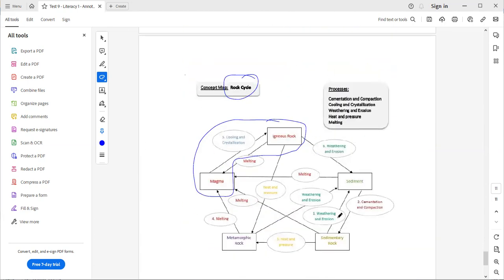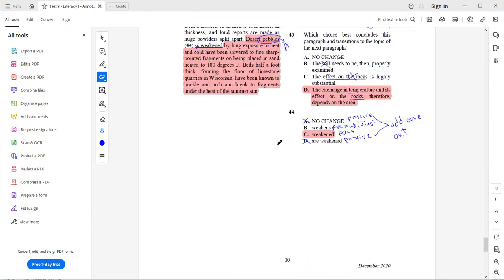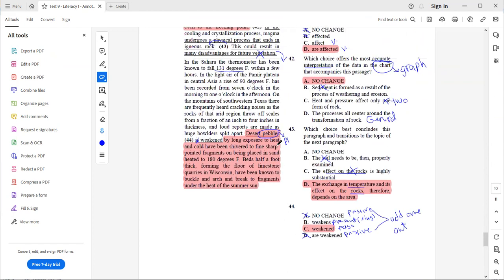Look at this graph. You have to look at it. You're going to find here the concept map is the rock cycle. Just look at it quickly. Here are the processes, and we know what it means by rock cycle because we take it in science: the igneous rock, the sedimentary, the metamorphic, and here the processes: cementation, contraction, cooling and crystallization, weathering and erosion, heat and pressure, melting. And here we have igneous rock, the magma. We have many things here. Let's return back to find which one relates to the graph.